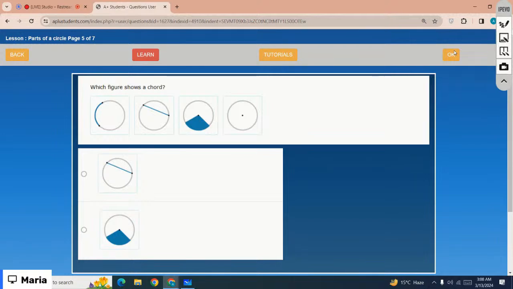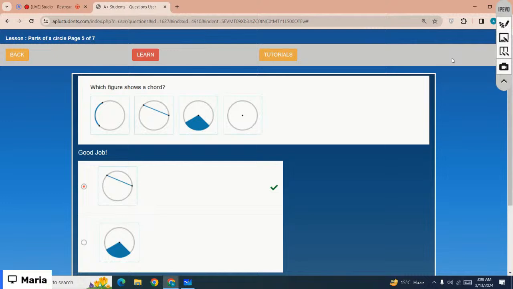Which figure shows a chord? Which is the correct option? Option number one is the correct option, right? That is the chord on the circle. Chord is the line that touches the circle at any 2 points and that is not passing through the center. That is the chord. Option number one is the correct option, as it is not passing through the center of the circle.